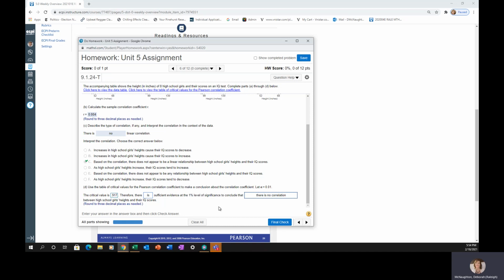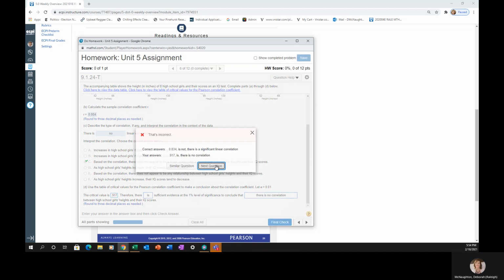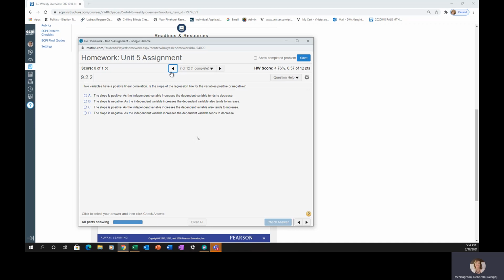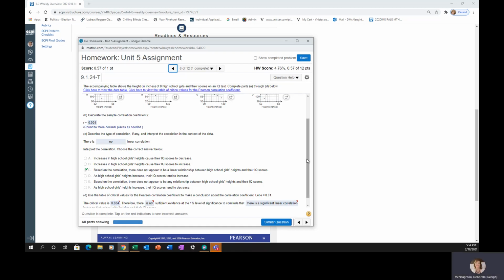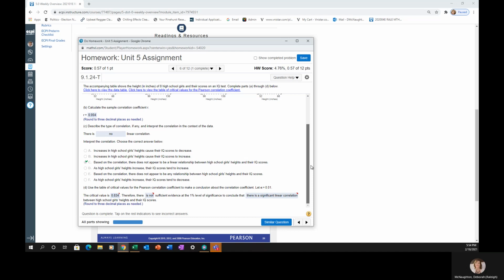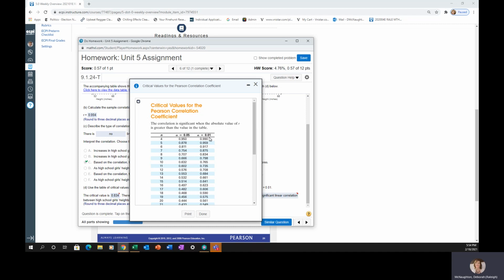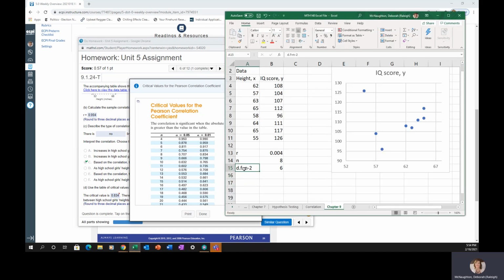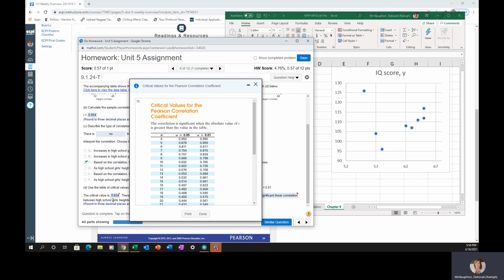Okay, let me try this. Oh, it said I picked the wrong value. Was I using 0.01 and it was 0.1? Still not seeing what I was doing wrong. Alpha is 0.01. Oh, this is N. My bad. We look up N, not degrees of freedom. Okay, so let me take this out. We don't need the degrees of freedom for the table. I thought we needed the degrees of freedom. You guys probably would have noticed I was doing that. So the value is 0.834.